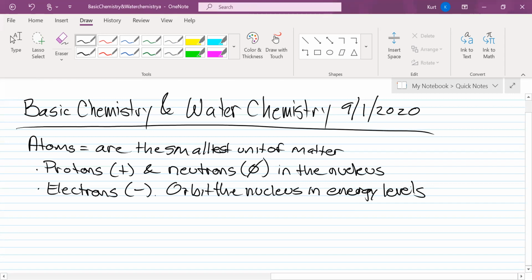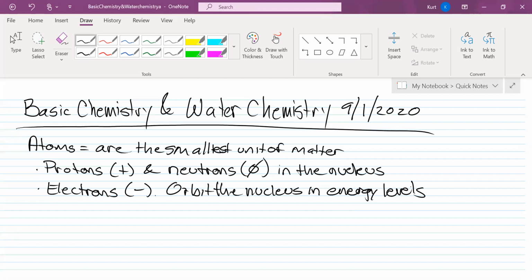Of these subatomic particles, the electrons were discovered first. And when they were discovered, the discoverer did not know that they had a negative charge. He just knew that they had an electric charge. So he named them electrons. I imagine if he knew that they were negatively charged, he may have called them negatrons. And then protons came after that, and then neutrons shortly after that. So these are the 3 subatomic particles.